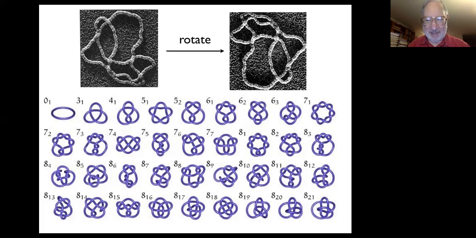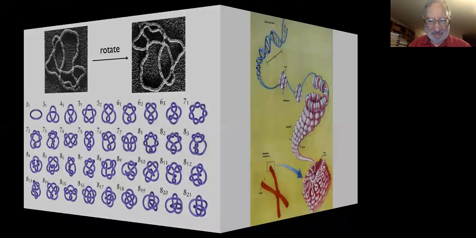6-2. It's 6-2. And having been told that it's 6-2, and you bring your eye back and forth between the picture above it and 6-2, you can make a point-to-point comparison. They are the same. So that DNA can at least get knotted at 6-2.